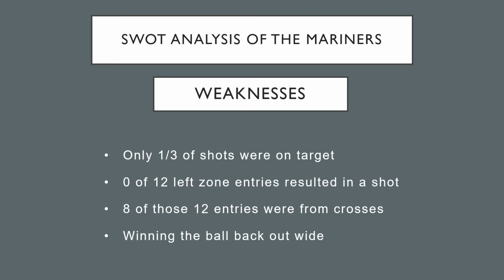Also, as discussed and shown with the qualitative analysis, out of the 8 entries through the left zone via a cross, not a single one was converted into a shot. And this is an important statistic given Victory only had 5 entries through the left zone, but was still able to have 2 shots at goal, both coming after a cross. So if the Mariners can continue crossing the ball through the left zone, they should be able to have scoring opportunities if they work on the finished product.